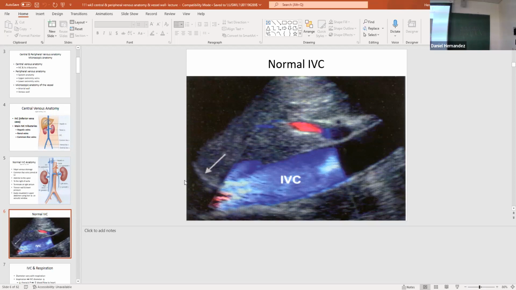Here's a section of the patient's liver, and this is just showing how we can use that liver as a nice acoustic window to be able to visualize the IVC. The patient's diaphragm is here. Above here, the patient's heart should be sitting. Depending on how thin that patient is, you can actually see the heart kind of beating on the opposite side of that diagram. So the arrow is pointing to the diaphragm? Yeah, the arrow is pointing to the diaphragm.